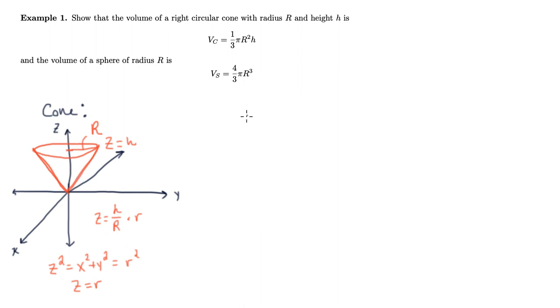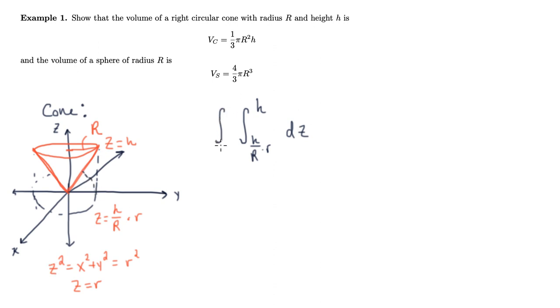So I can set up my inner cylindrical integral as h over big R times little r up to h, and then I just have dz. And now z is going from h over R times little r to h for x and y fixed in a circle of radius r. So you see that if I project down onto the xy plane here, my x and y coordinates that I'm fixing are living in a circle of radius r.